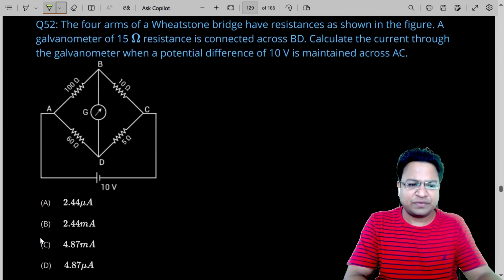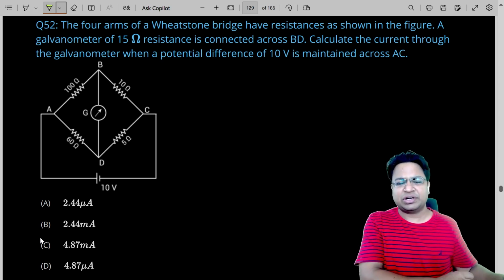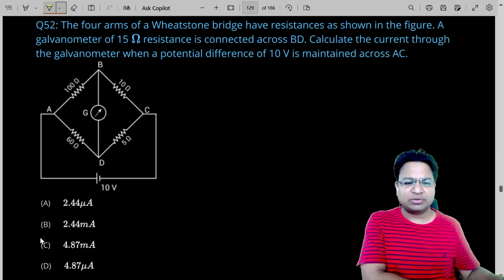Now we come to the second question of physics. This question says the four arms of a Wheatstone bridge have resistance as shown in the figure. A galvanometer of 15 ohm resistance is connected across B and D. Calculate the current through the galvanometer when a potential difference of 10 volt is maintained across AC.